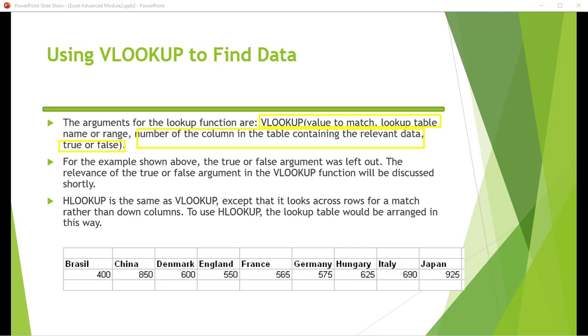HLOOKUP is the same as VLOOKUP, except that it looks across a row for a match rather than down a column. To use HLOOKUP, the lookup table will be arranged in this way, so that you choose a row, this is the row, and then you look down the column of a particular row.